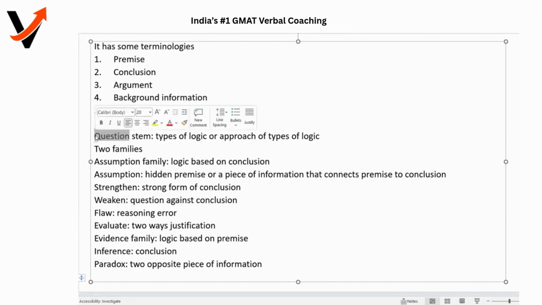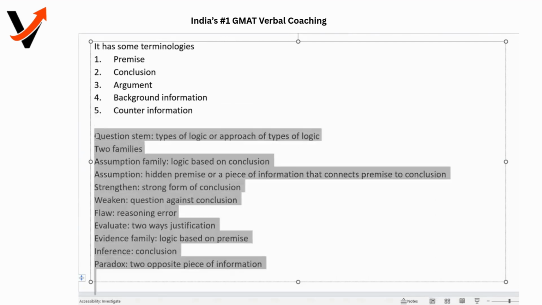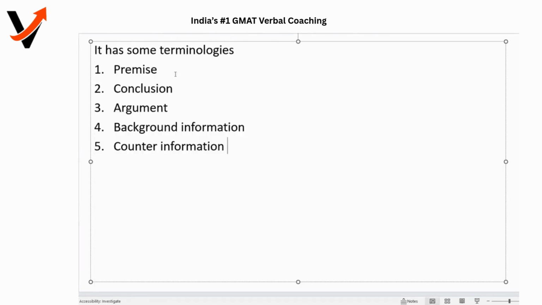Now let's move to the basics of reasoning. The first and foremost is premise. Premise means a piece of information based on fact.